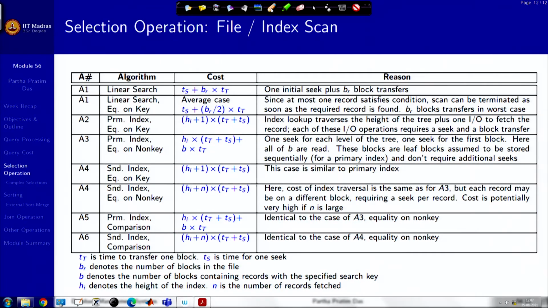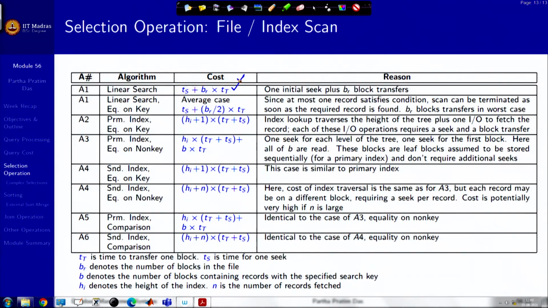For example, you can use a simple linear search through the entire file, linear search. So, what will it involve? It will involve an initial seek, and then the block transfers where at the bottom of the table you will see the legend given. BR is the number of blocks in the file. So, you will reach there, keep on transferring all the blocks. So, this is the transfer time, this is the seek time, and the linear search will need this.